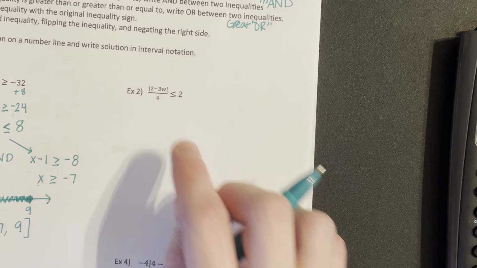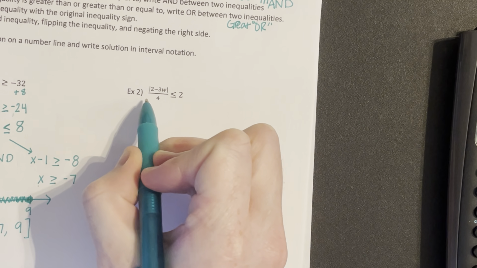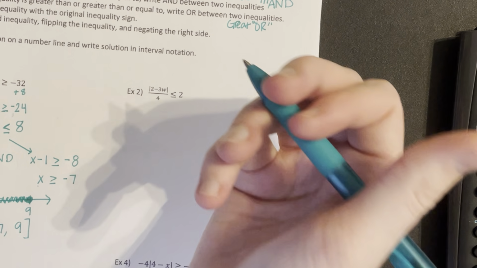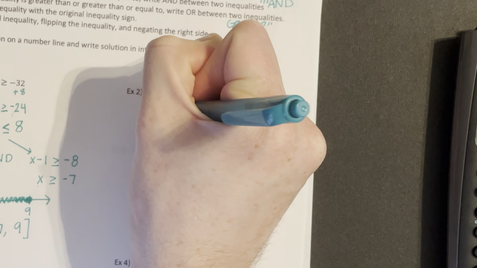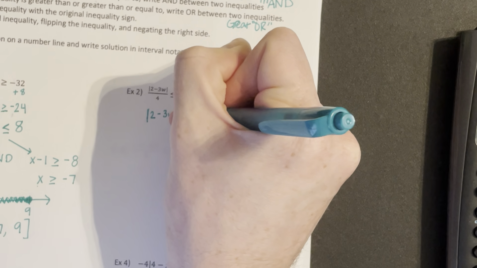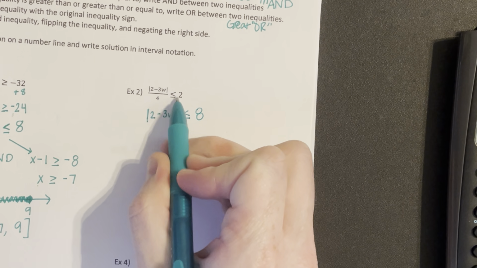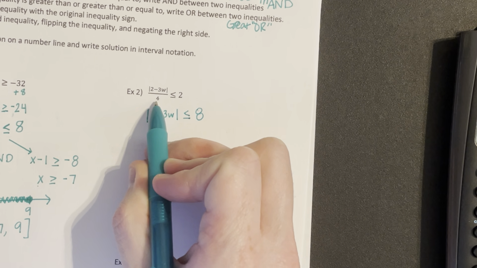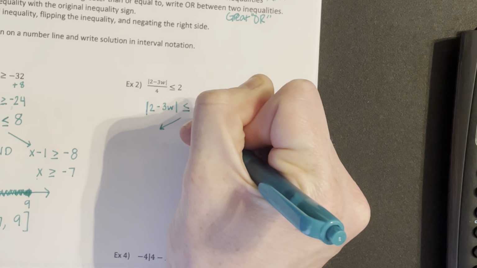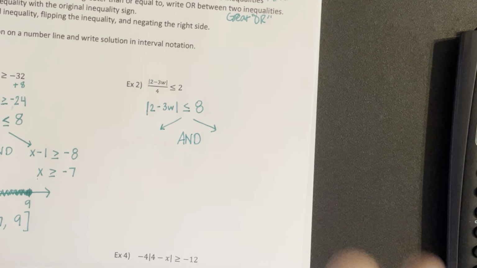All right, number 2, we still want to isolate our absolute value. And right now we have this dividing by 4 that's outside of the absolute value. So we're going to do the opposite, which is multiplying by 4. So the absolute value of 2 minus 3w is less than or equal to, we're multiplying by 4, so we get 8. We don't have to flip our inequality because we're not multiplying by a negative. So this stays the same inequality sign. And it's a less than, which means that this is an and inequality.